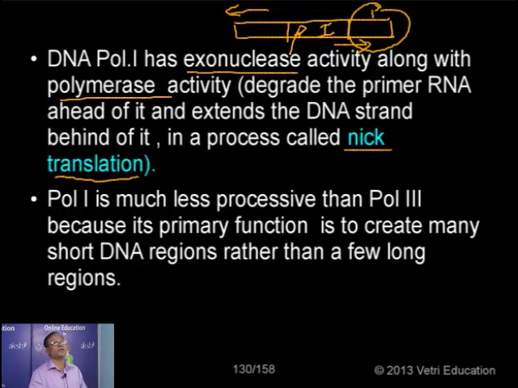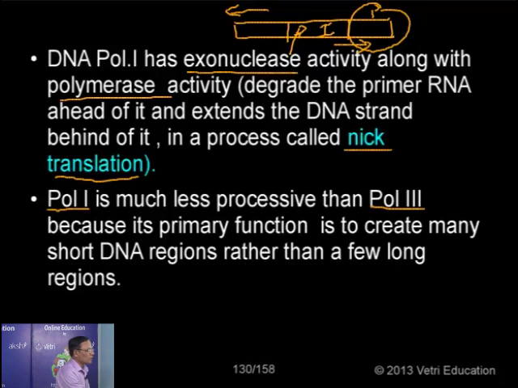This phenomenon is called nick translation. Now, out of the two enzymes, polymerase 1 and polymerase 3, which is more processive, which is more active? DNA polymerase 1 is less processive when compared to DNA polymerase 3, because its primary function is in the production of a number of short segments of DNA rather than a few long segments. Normally DNA polymerase 3 produces long segments of DNA.